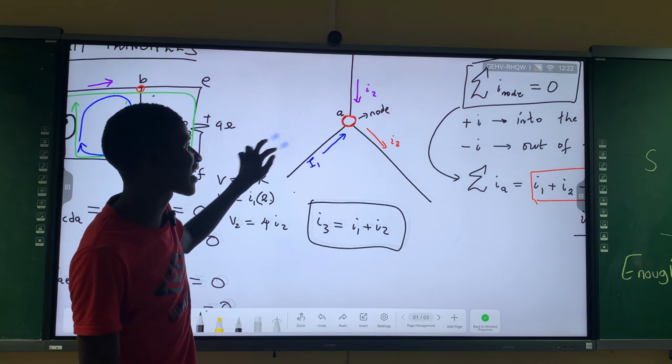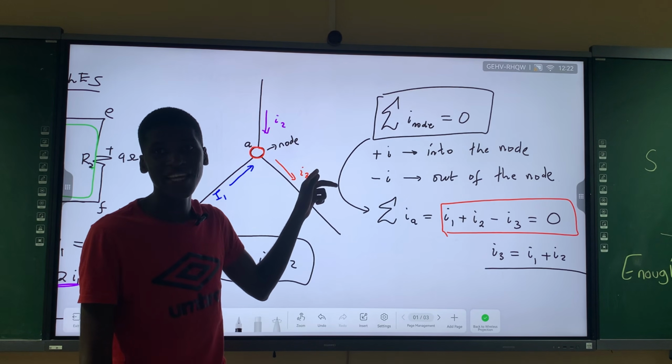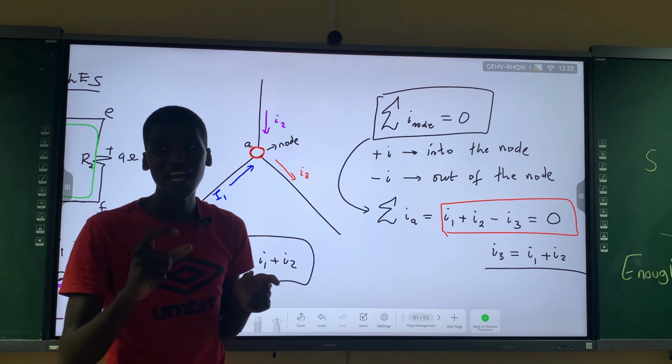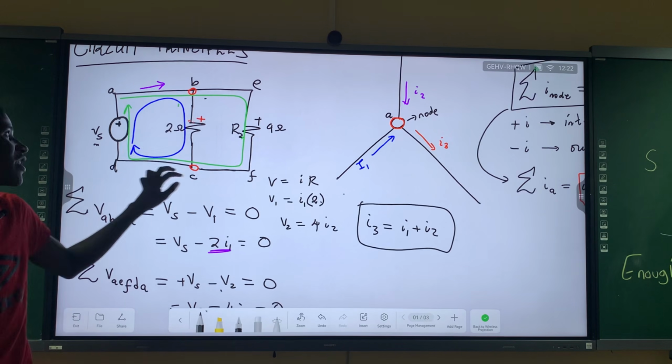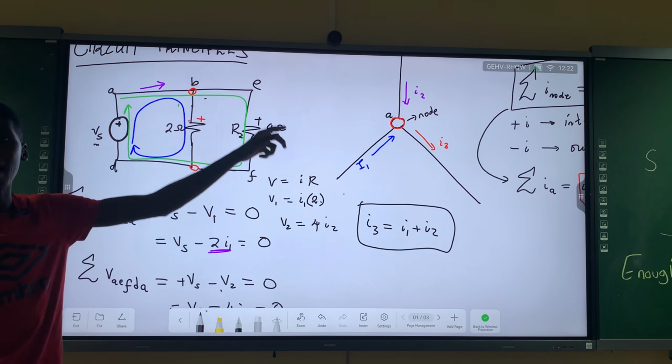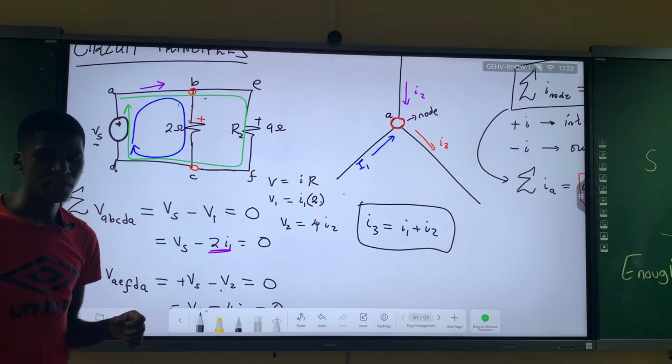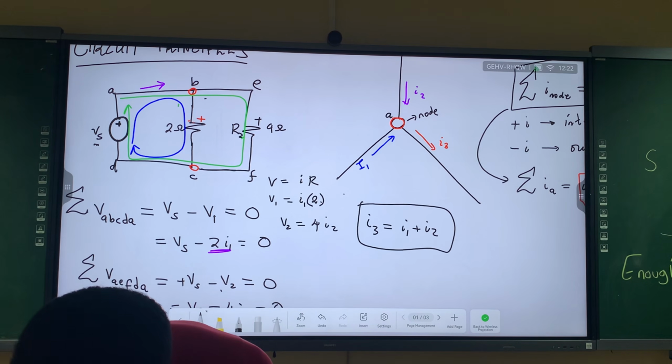Whenever you talk about current law, think about a node. Everything must be based on one node. But if it is voltage law, it must be based on a what? On a closed path, or a closed loop. Assessment: can we apply it? How can we apply it at any given point in time?